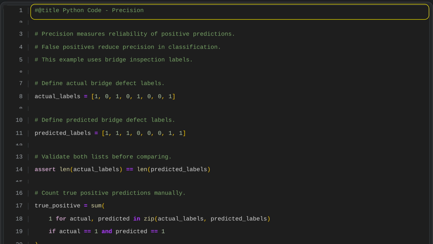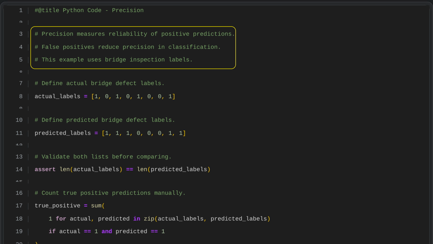Python code, precision. Precision shows how reliable a model's positive predictions are. In classification, false positives lower precision, such as when bridge inspection labels incorrectly mark a case as positive.